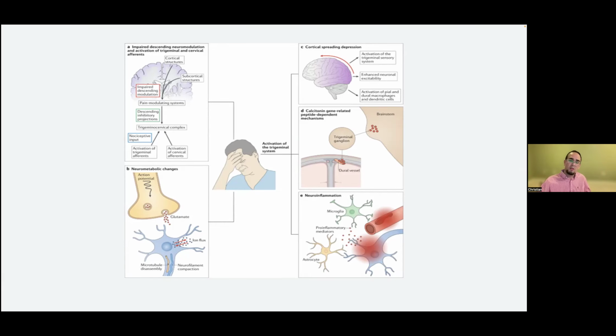And then there are other pro-inflammatory mediators that vasodilate the brain structures and accumulate, causing more pain. So it's basically a vicious cycle, with everything being thrown out of place, eliminating the modulating system. So it's always going to cause that vicious cycle of having headaches.